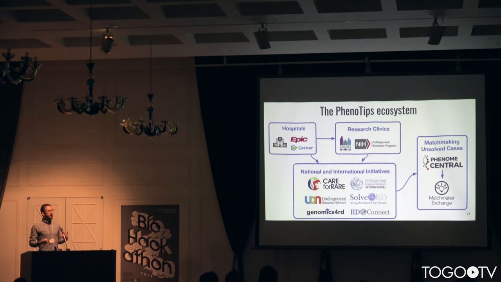The overall PhenoTips ecosystem: where is PhenoTips being used right now? It is used at hospitals, where it is integrated into health record systems. It is used at research clinics, where cases may originally be seen at the hospital and then be de-identified and sent to a research system. There are national and international initiatives, usually for rare or undiagnosed patients, that use PhenoTips. And then the matchmaking for unsolved cases. Phenome Central is a node within the Matchmaker Exchange for finding these similar cases, and that is built on top of PhenoTips.